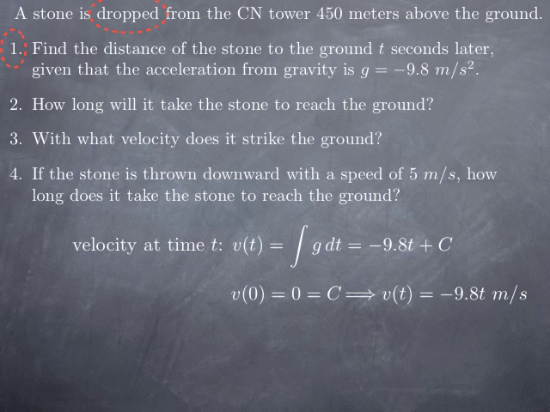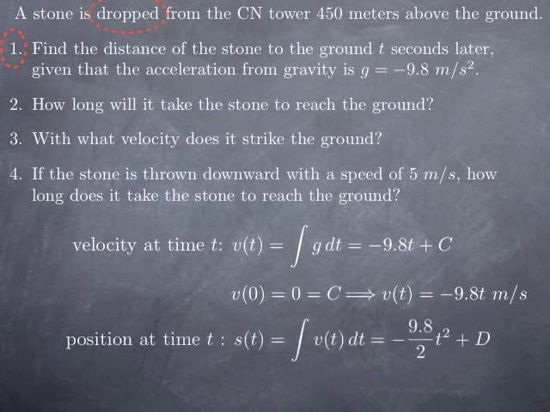Now, what we're looking for is the distance from the ground, in other words, the position. Distance from the ground is one way to measure the position of the stone at time t, and its rate of change is the velocity. In other words, the position is an antiderivative of the velocity. So to obtain its general form, we're going to integrate what we have obtained for v of t, and so we get -9.8 times t squared over 2 up to some constant.